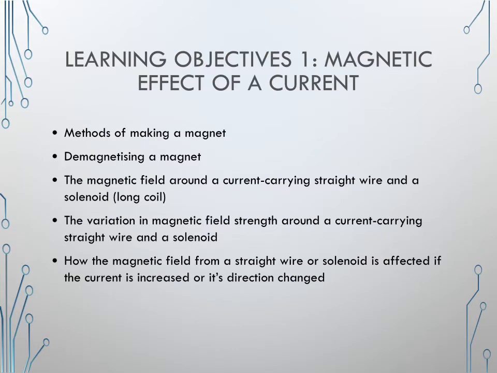So for the first learning objective, we have the magnetic effect of a current. You have to know, at the end of the class, the methods of making a magnet and demagnetizing a magnet, which we already learned from the simple phenomena of magnetism. The new one is the magnetic field around a current carrying straight wire and a solenoid, the variation in magnetic field strength around them, and how the magnetic field from a straight wire or solenoid is affected if the current is increased or its direction changes.